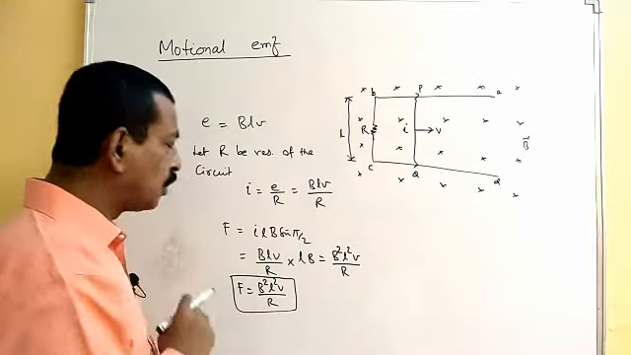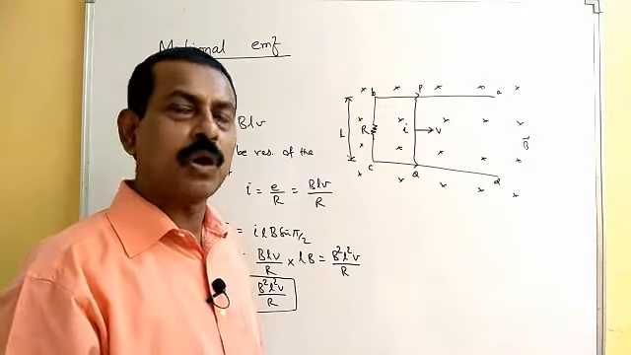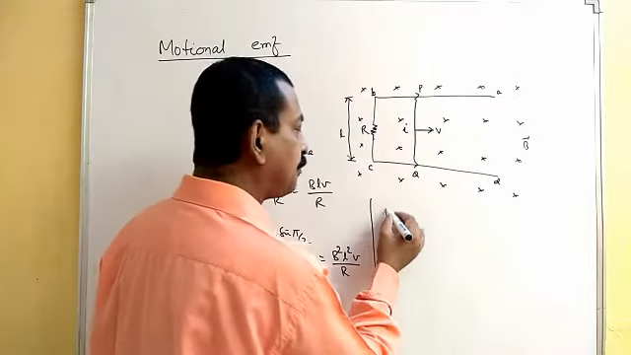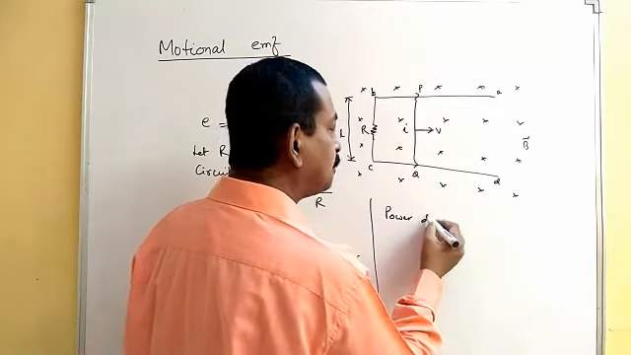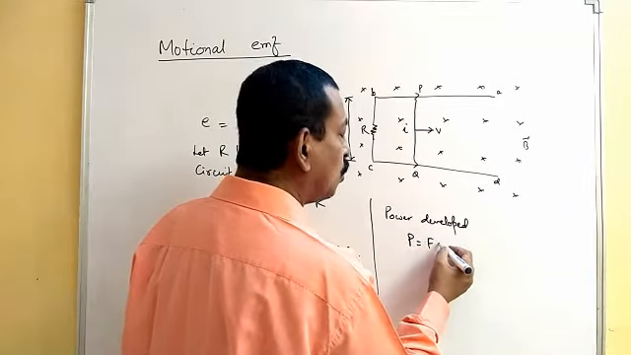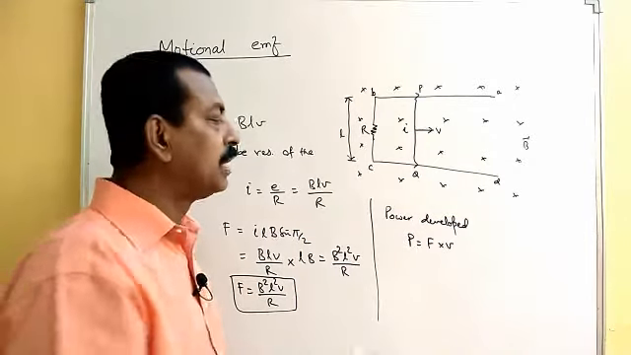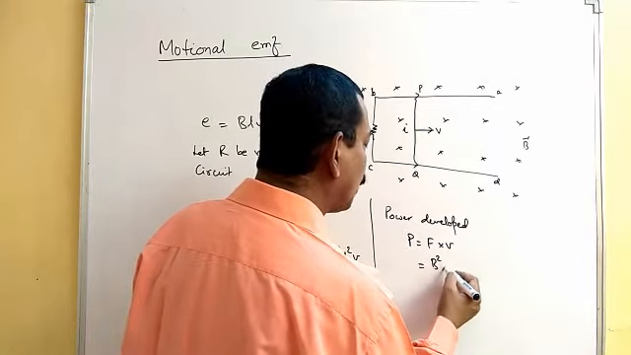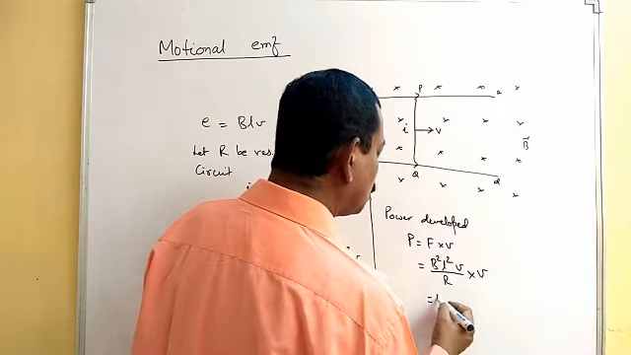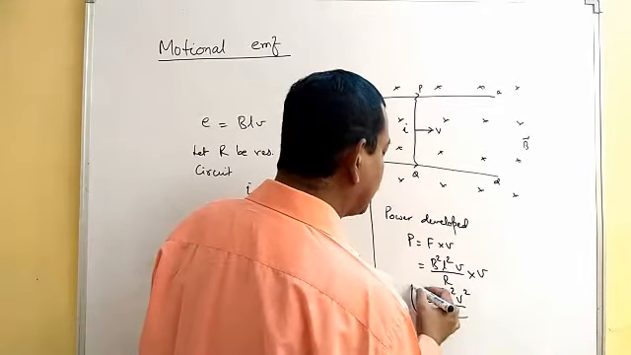Now, once we have got the expression for the force, we can also find out the power developed in this particular circuit. The power developed we can get from the product of force and velocity. Force into velocity will give the power developed. In this case, this is B square L square v by R into this v. So this is B square L square v square by R. This is the expression for the power developed.